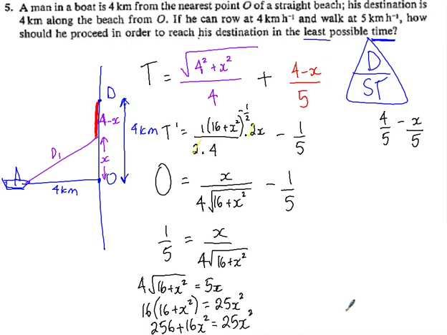So I'm just going to continue over here. Because then you have to square it to get rid of the square root. 9x squared equals 256. So x squared equals 256 divided by 9.